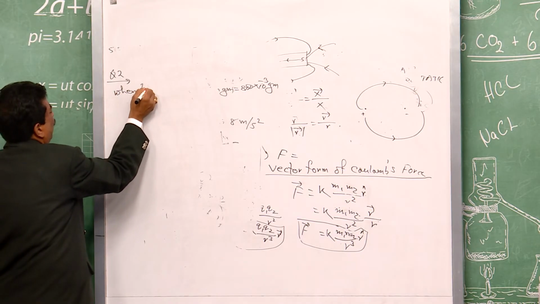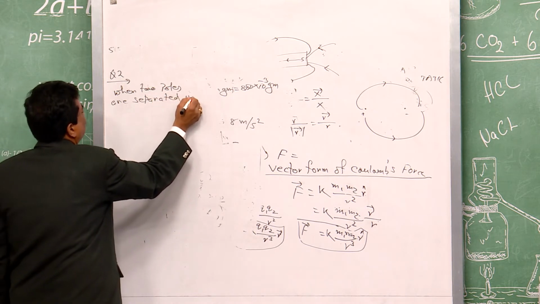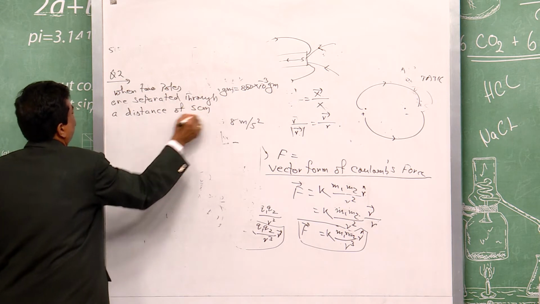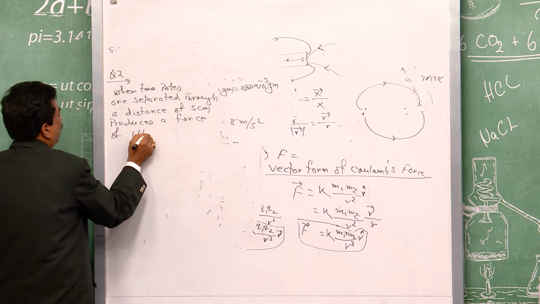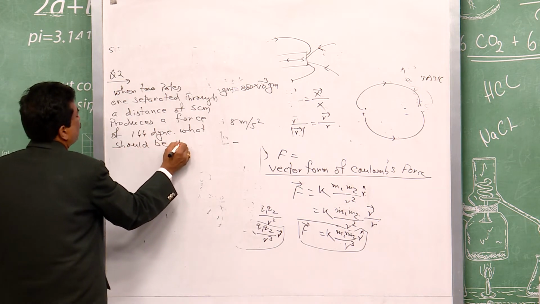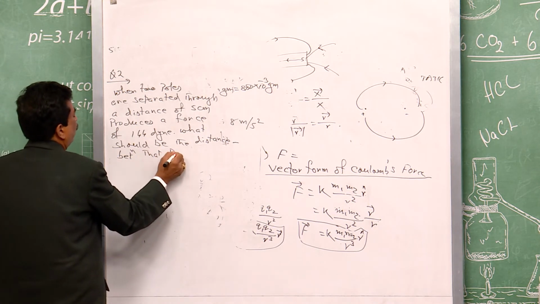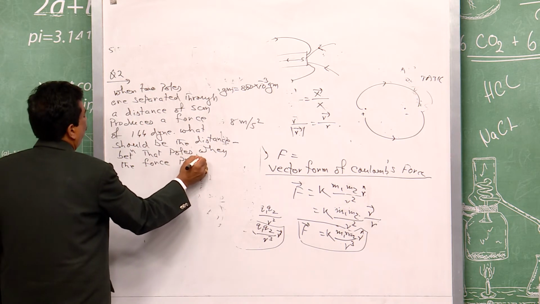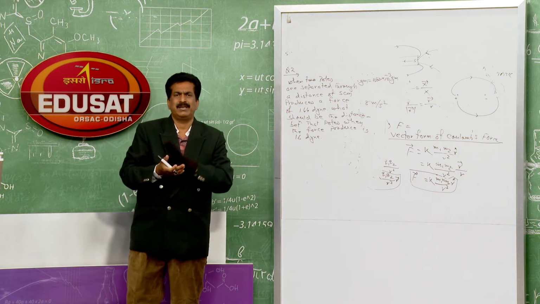When 2 poles are separated through a distance of 5 centimeter, they produce a force of 144 dyne. What should be the distance between those 2 poles when the force produced is 16 dyne? Force produced is 16 dyne. This is the question.